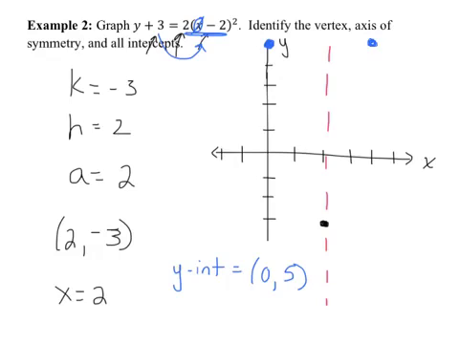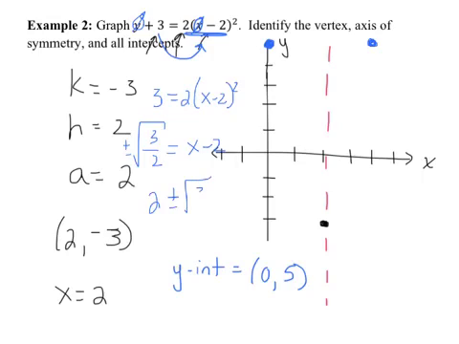Finally, we want to find the x-intercepts, or the roots of the equation, when you set y equal to 0. Well, setting y equal to 0 here, we don't have to use the quadratic formula. We can see that it's in completed square form. We have 3 equals 2 parentheses x minus 2 squared. We'll move the 2 over by dividing. Take the square root. That leaves us with x minus 2. Add the 2 over. 2 plus or minus radical 3 halves.